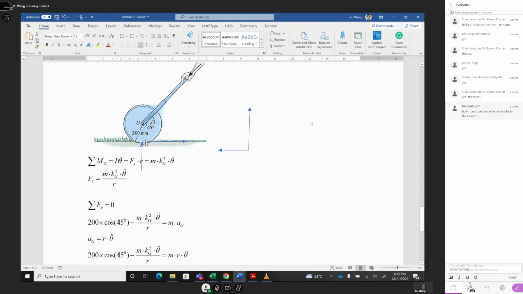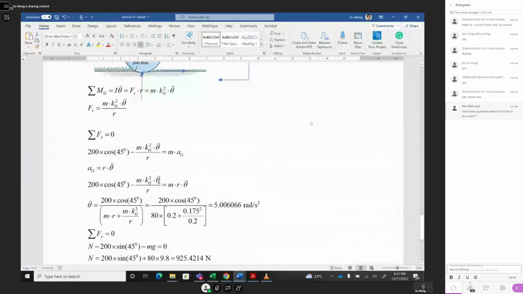And in this instance, we have an angular acceleration theta dot dot. The rotation here is r times theta dot dot equal to a_g, which is the linear acceleration. So a_g should equal r theta dot dot, and you put this one inside, and then you should be able to solve for theta dot dot. You move over, take the common things out, theta dot dot out, divide over, and this one should be 200 cosine 45, and this one you take common things out, theta dot dot out, inside is m r.